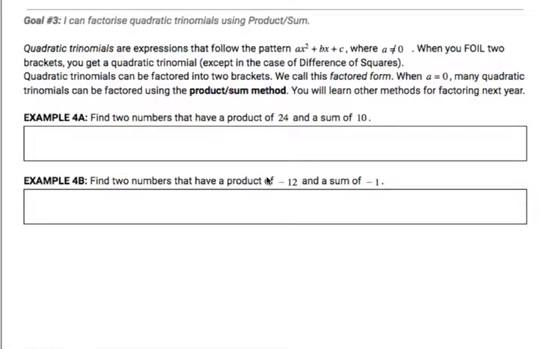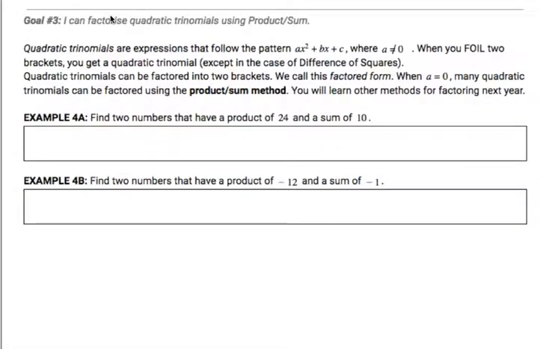This video is about goal 3, actually goal 4. I think I just repeated goal 3 in the workbook, but it's about factorizing quadratic trinomials using product sum. So that's a lot of words. Quadratic is something that's squared. So a squared is part of a quadratic because it is squared. Trinomial means that it has 3 terms.